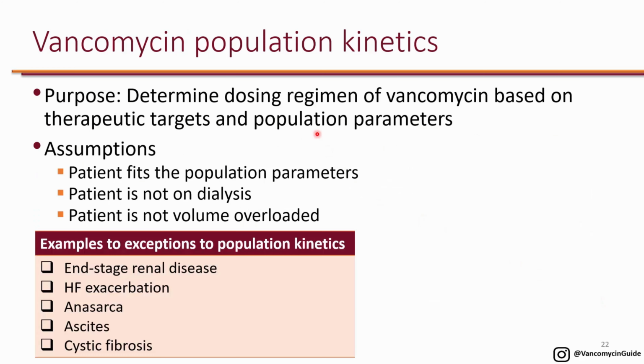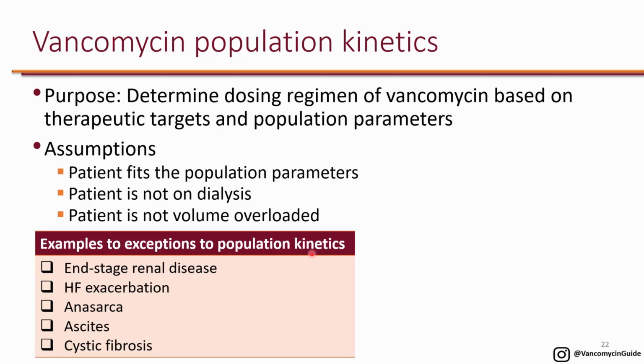So when it comes to population kinetics, the purpose is, of course, to determine the dosing regimen of vancomycin based on therapeutic targets and population parameters. So we're making assumptions from these pharmacokinetic models. The first assumption is that whoever the patient is, they actually fit the population parameters. And of course, we're assuming that the patient is not on dialysis and is not volume overloaded.